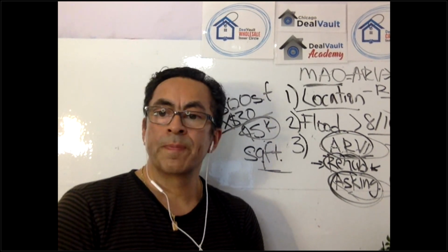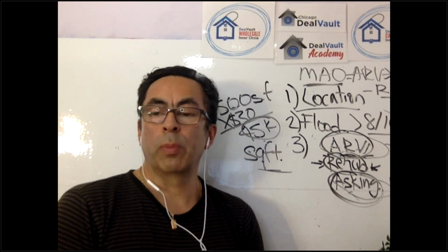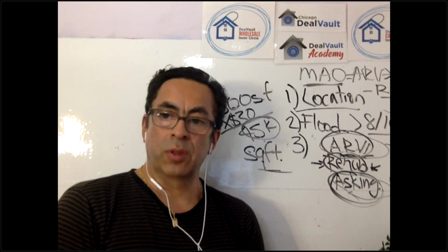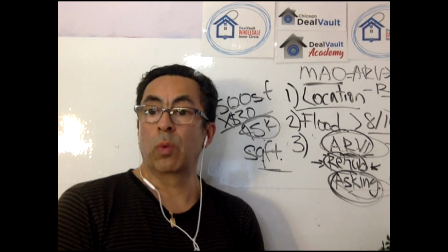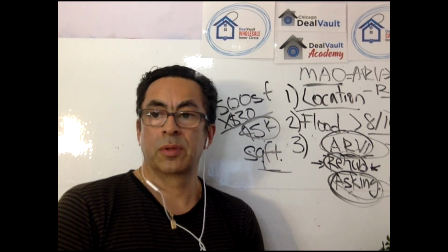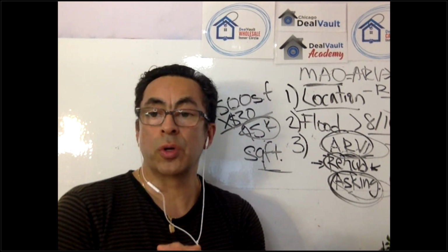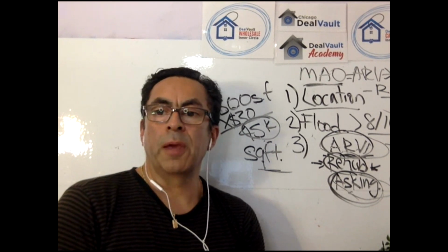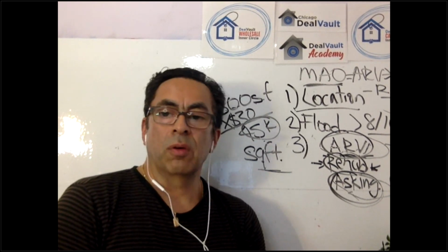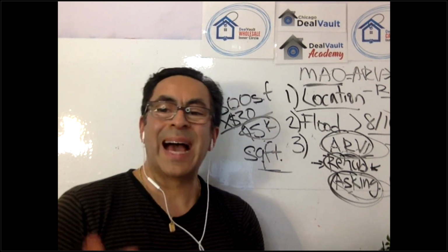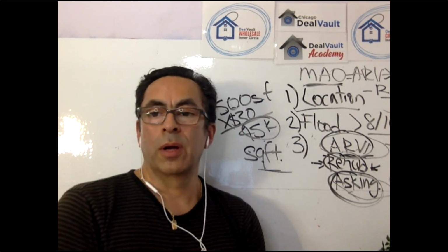So doing windows on a 3-bedroom, 2-bath house, you're looking anywhere between $3,000 to $5,000 labor and material to do all windows, okay? So imagine, that is why you always need to have a cushion. Your cushion should be about 10% of the total rehab. So if you're thinking my rehab is going to be 45,000, add 5,000 for a cushion.